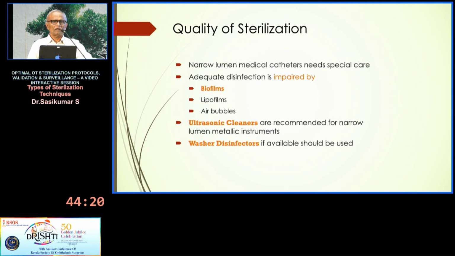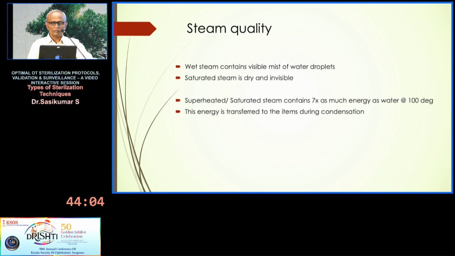Narrow lumen or cannulas require special attention. And long tubing, especially the phaco tubing and vitrectomy tubing, also requires special attention. Ultrasonic cleaners are recommended for efficient cleaning of narrow lumen cannulas and serrated instruments.